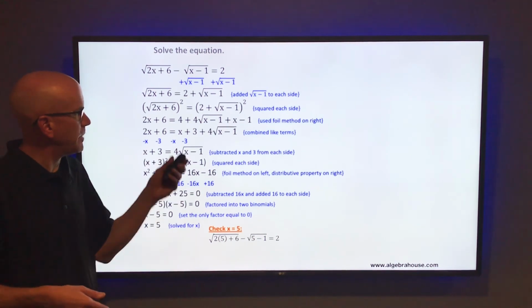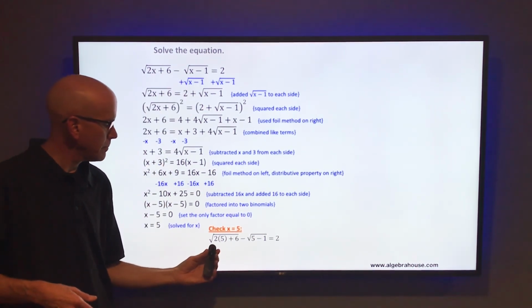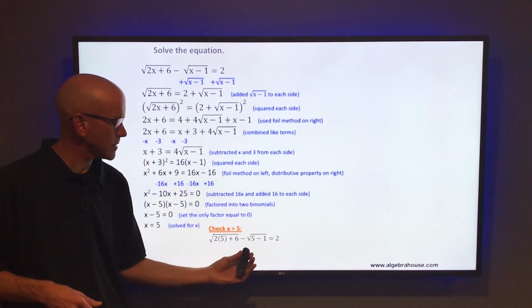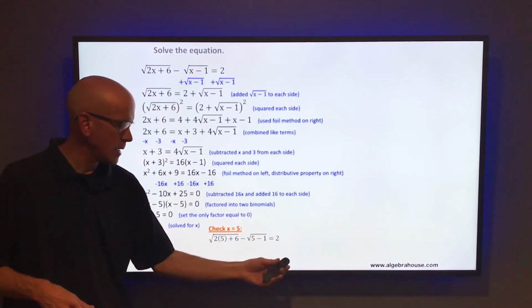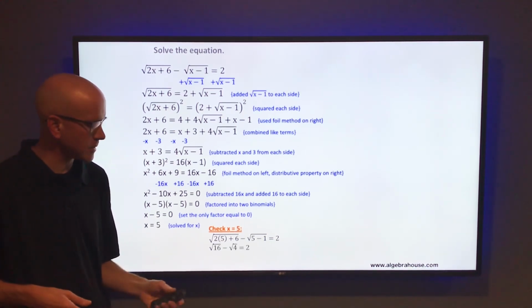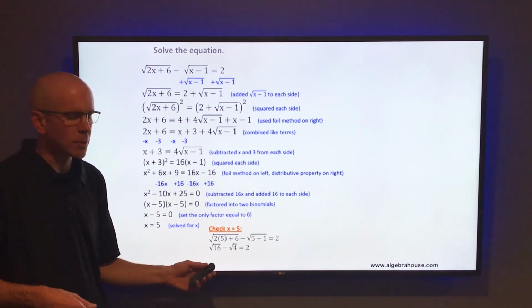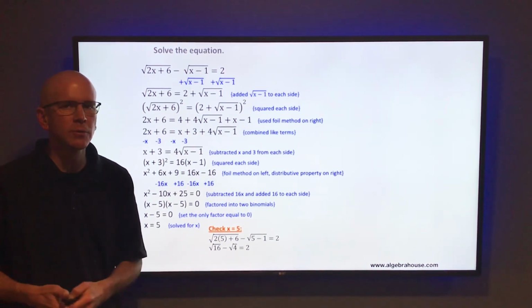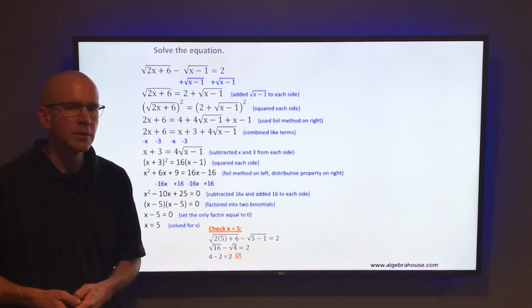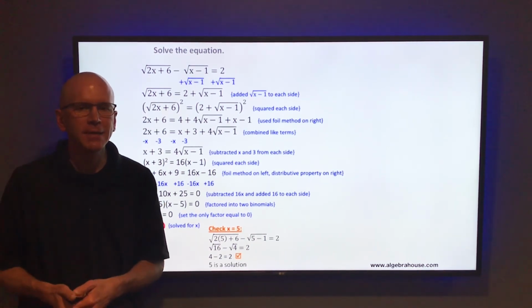So if you put 5 back in for x into that original equation, make sure you hit both x's with that 5. We get the square root of 2 times 5 plus 6 minus the square root of 5 minus 1 equals 2. So 2 times 5, that is 10. We get the square root of 10 plus 6, which is square root of 16. And 5 minus 1 is 4. So square root of 16 is 4. Square root of 4 is 2. 4 minus 2 is 2. 2 equals 2. That's a true statement. That means 5 is a solution.